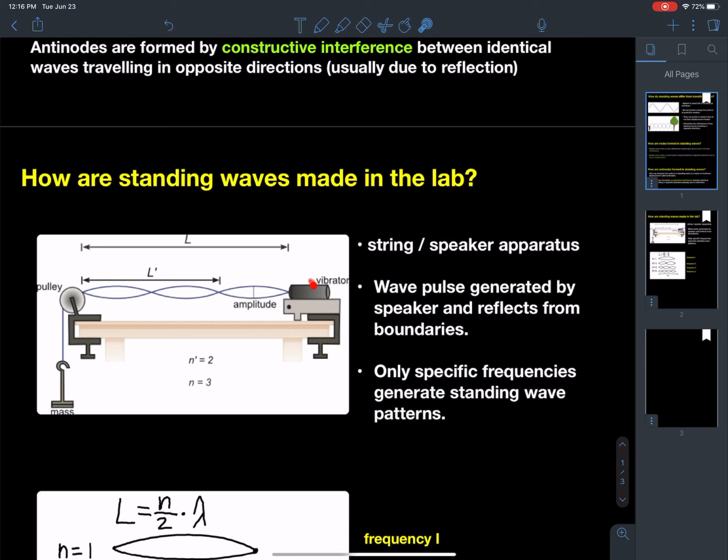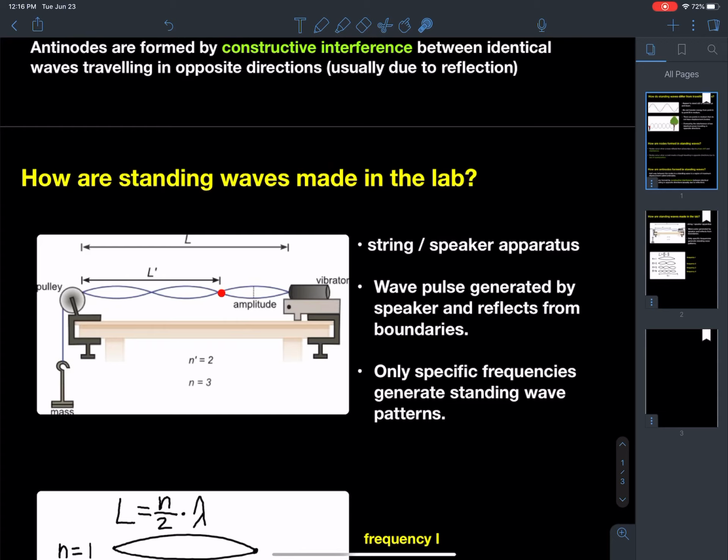Okay, and then we'd have a speaker or a vibrator that makes that string go up and down at different frequencies. We can adjust the frequency and make it go faster or slower. And we would find that at a certain frequency, we would generate a visible standing wave pattern. This capital L would be the length of that string. And this little L prime is showing you what a wavelength would look like.